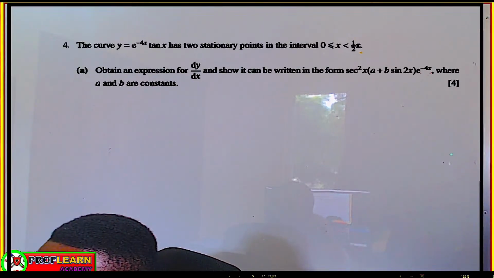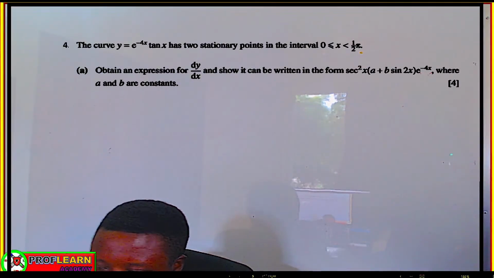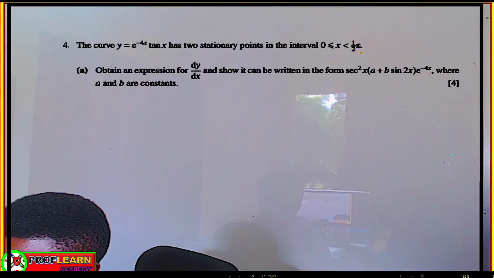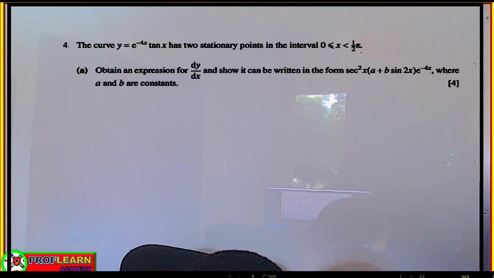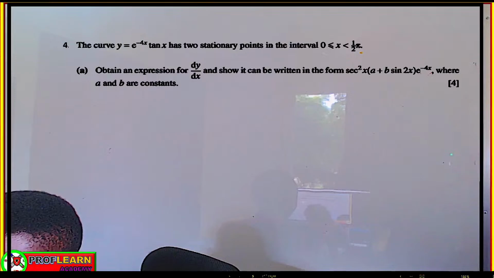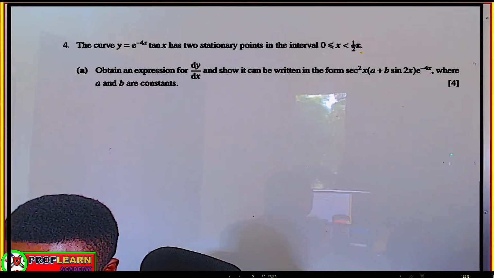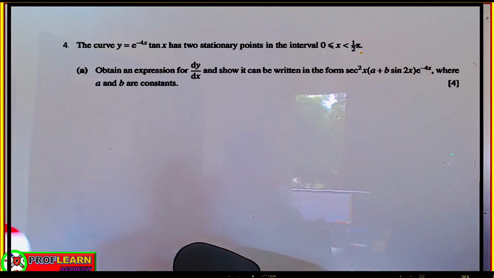So when we look at the original equation given, we just notice that this is a product of two functions. So meaning we are going to use the product rule in order to work it out. So let us go straight ahead and try to work out this question.